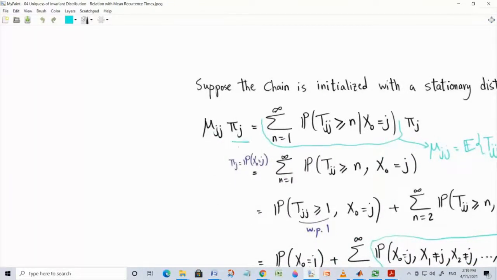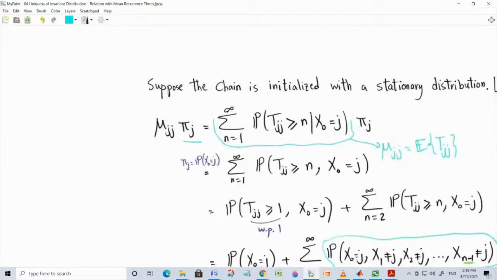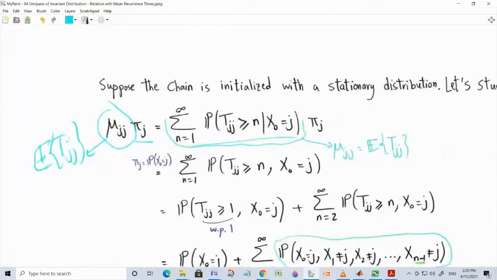So leave pi j as is, and write down an expression for mu jj. So mu jj is basically the mean recurrence time. And so here we will use the summation of the probability that tjj is greater than or equal to n, given that x0 is equal to j. Okay.